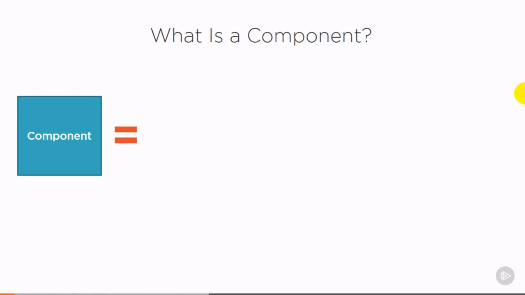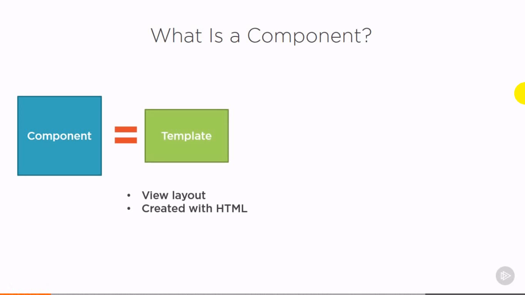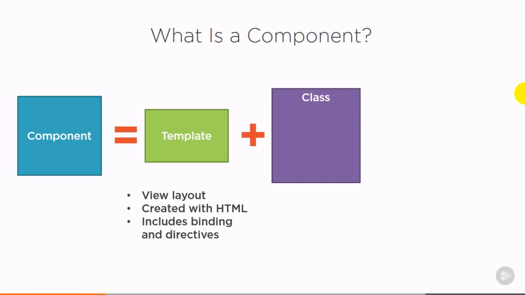An Angular component includes a template, which lays out the user interface fragment defining a view for the application. It is created with HTML and defines what is rendered on the page. We use Angular binding and directives in the HTML to power up the view. We'll cover binding and directives in a later module. Add to that a class for the code associated with the view. The class is created with TypeScript.